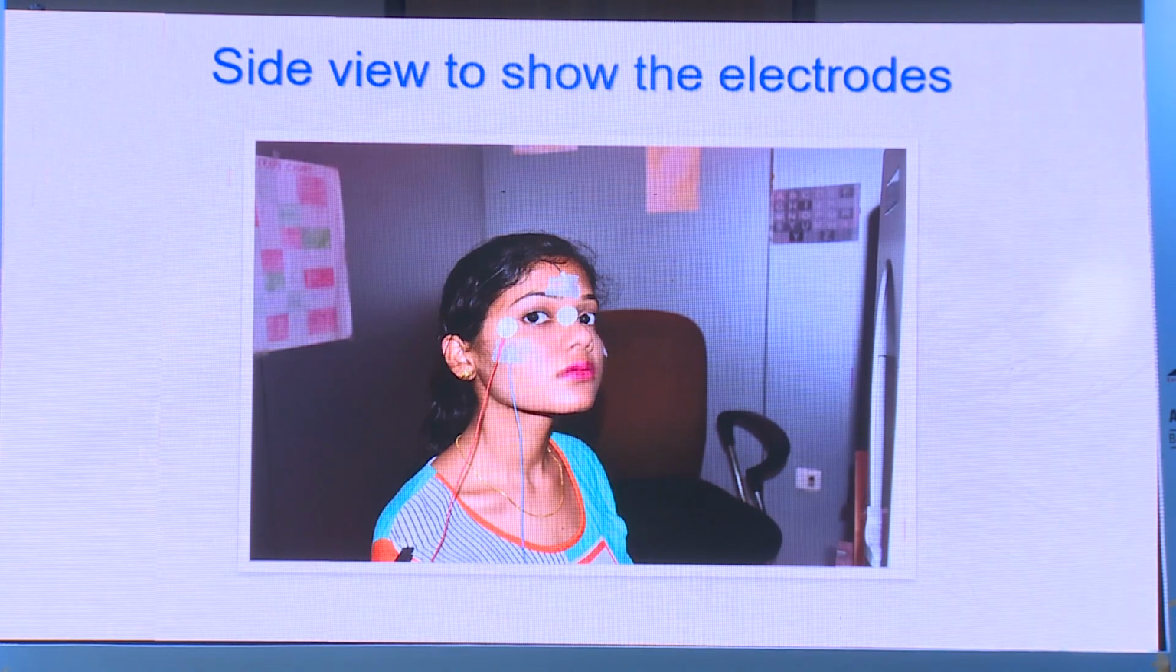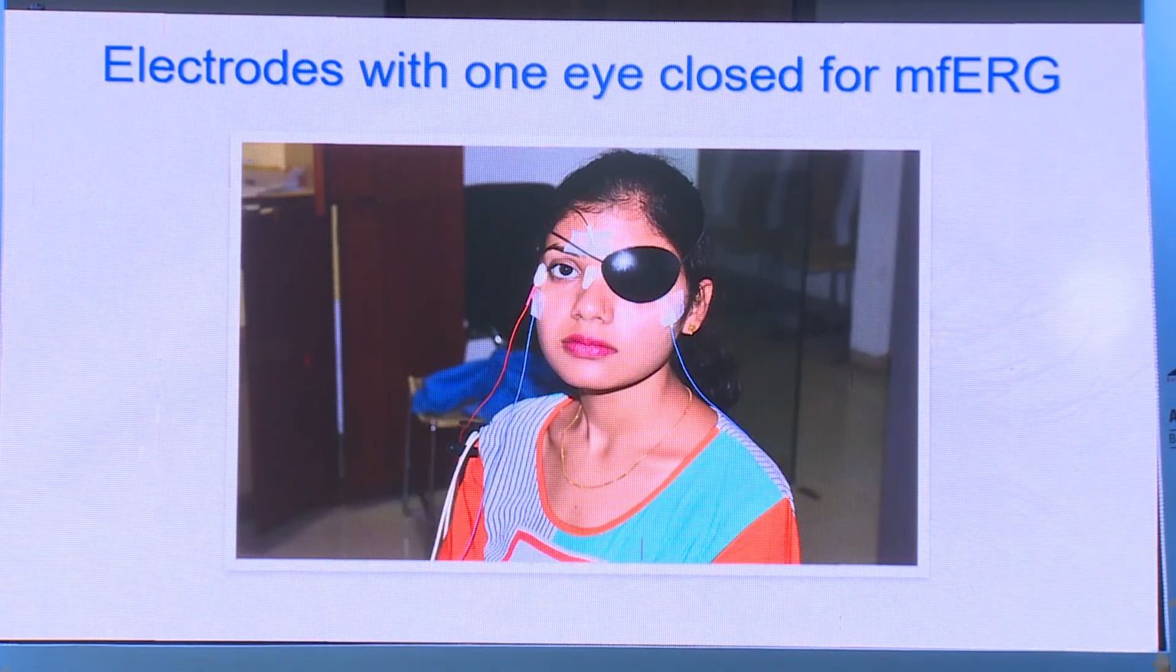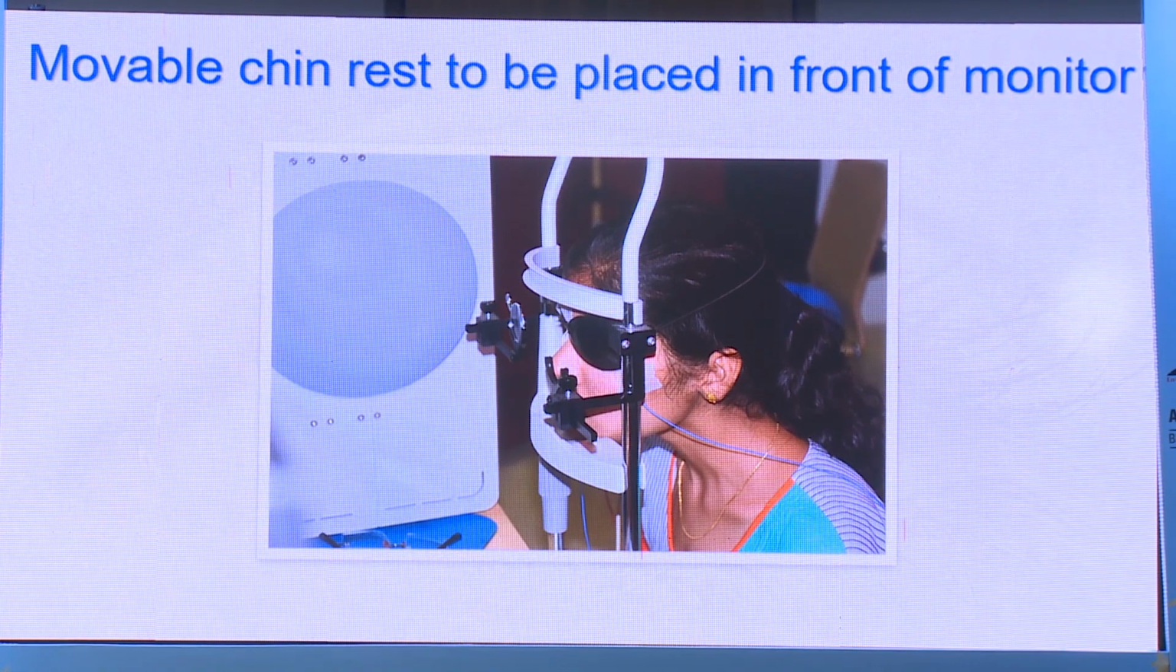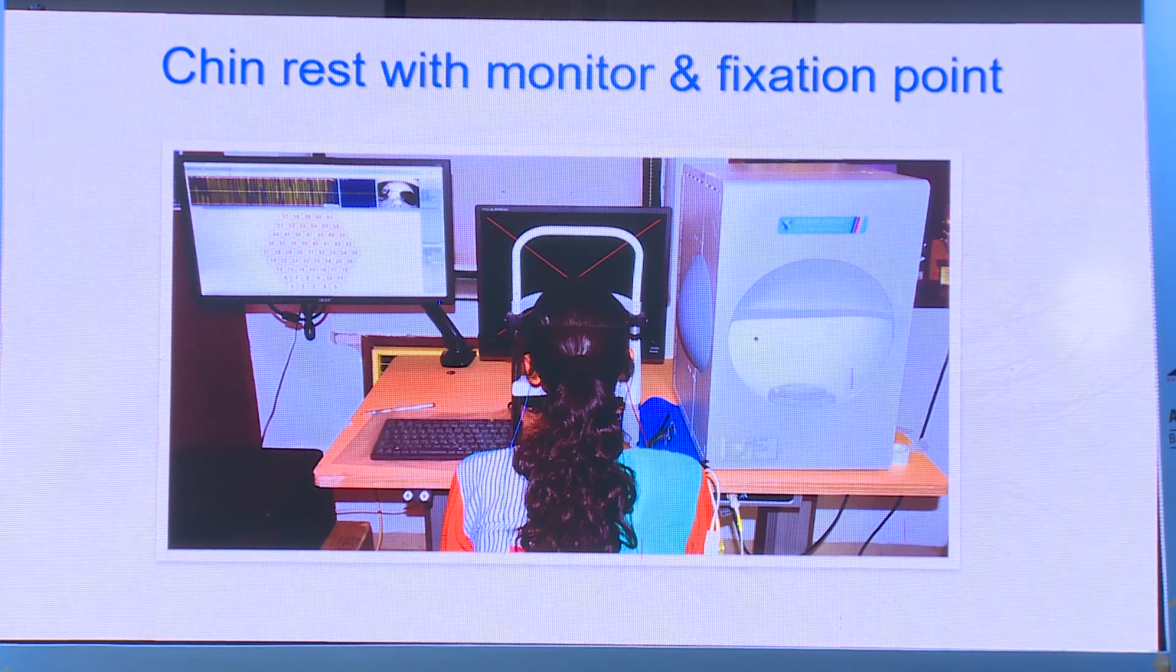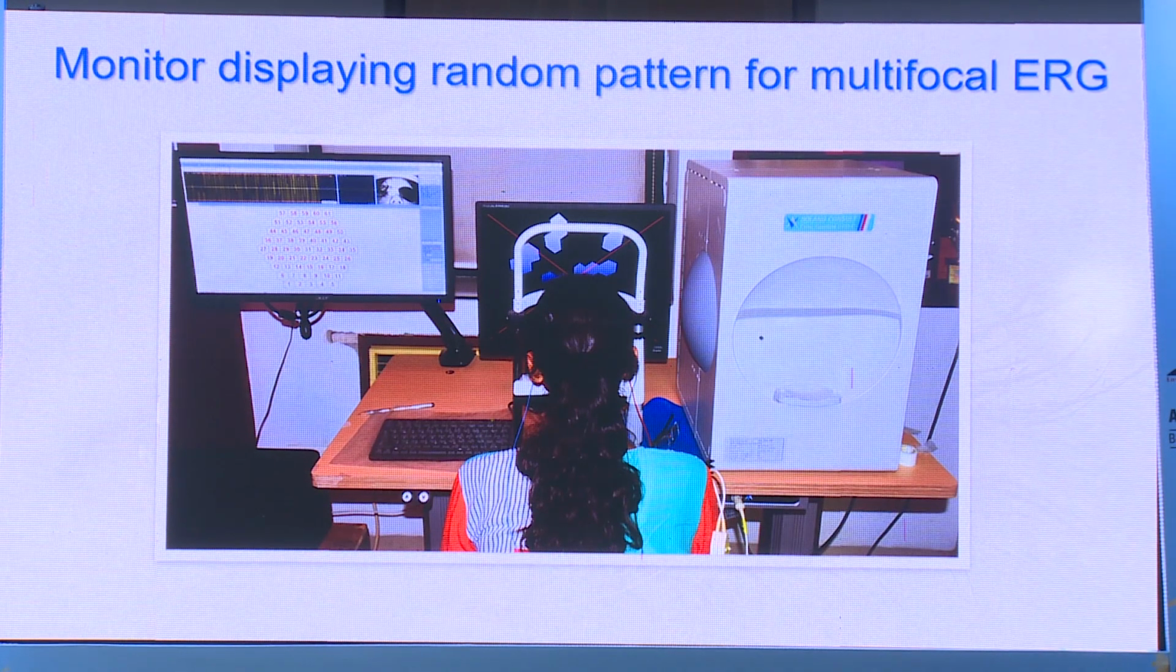This is a side view to show how the electrodes are placed. In a multifocal ERG, one eye is closed, and this is how we keep the electrode and patch the eye. There is a movable chin rest which has to be placed in front of the monitor. This picture demonstrates the ERG set-up, where the chin rest, the monitor and the fixation point can be seen. The monitor displays the random pattern of the multifocal ERG.